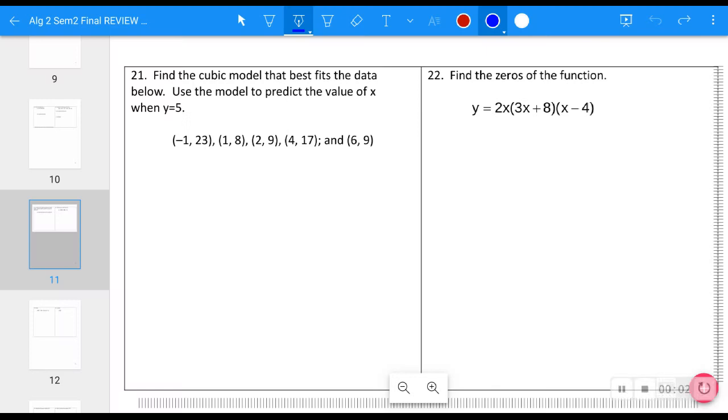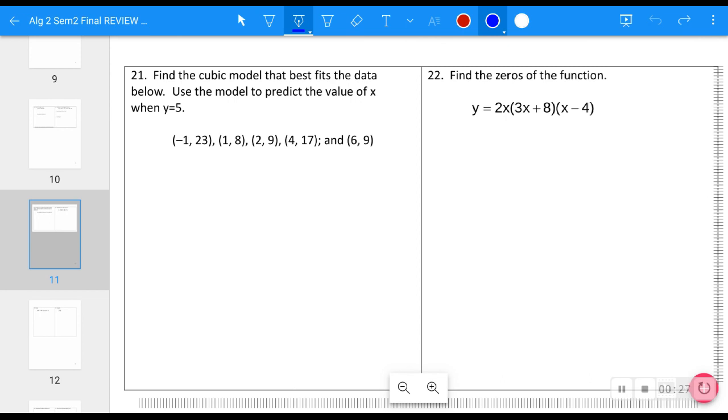Okay, we're continuing the semester 2 final exam review. These are models for the Algebra 2 review, and we've already done the first 20. I'll do problem 21 on a separate video, because that one requires a graphing calculator, and I'll show you that in a different format.